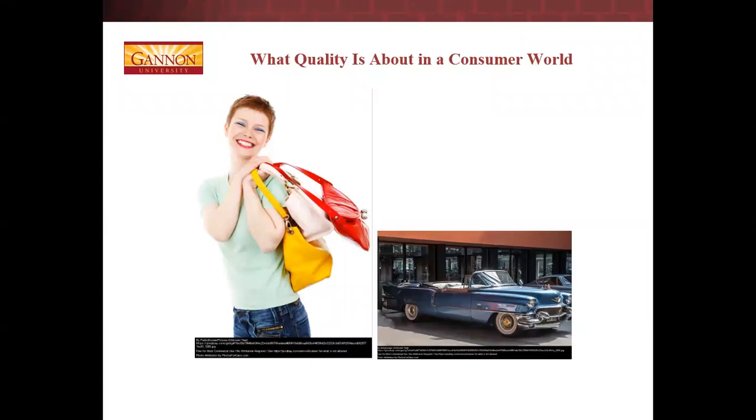This is a photo of an old Cadillac. Now, Cadillac was considered one of the first U.S. made vehicles, one of the first vehicles made in the world, and it was considered to be a luxury car. Now we have others, right? We have Lexuses, Mercedes, things like that. And so its quality image has changed.